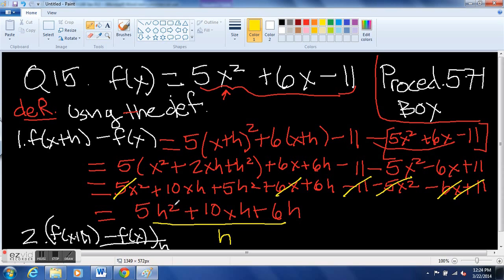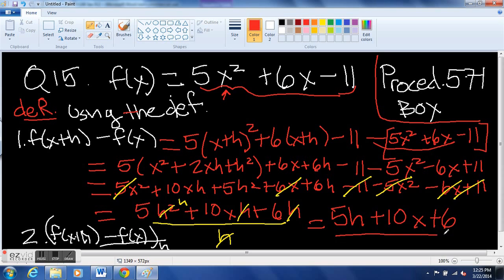Guess what? We get to cancel. I love to cancel. The h squared leaves an h there. The xh just cancels, leaving the x. So this whole thing reduces to 5h plus 10x plus 6.